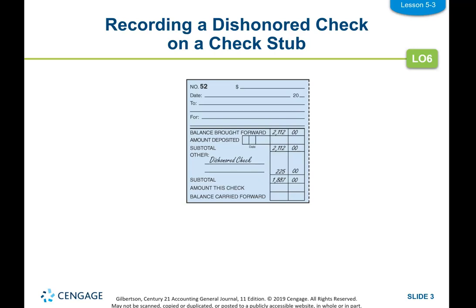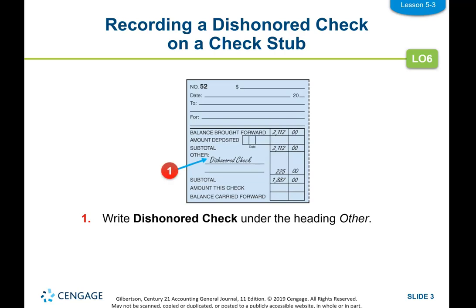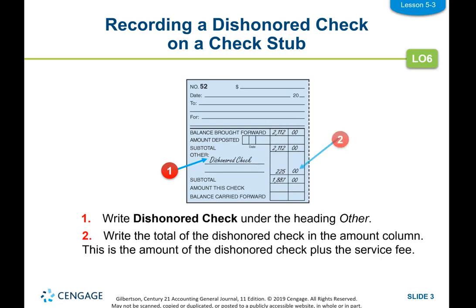So, as an example, let's say that this is the check stub for some dishonored check. Notice how we've recorded this. We've given the title dishonored check onto the other piece, the total of the amount of the dishonored check, and then we calculate our new subtotal.